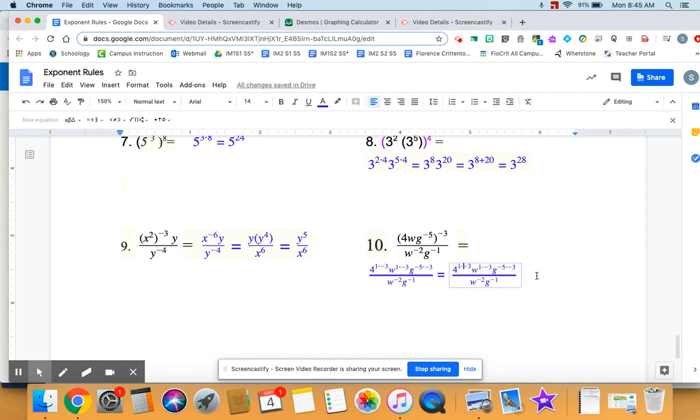So if I do 1 times negative 3, I just get negative 3. Again, if I do 1 times negative 3, I just get negative 3. But over here, if I do negative 5 times negative 3, I end up with positive 15, because a negative times a negative is a positive.